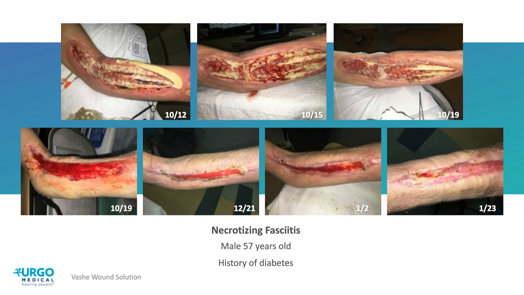wound. The patient had the negative pressure wound therapy for about 2 months, and then we transitioned him over to VASH wound cleanser with the use of Draw-Tex lightly moistened with VASH, followed by a secondary dressing. And he actually did quite well for that. This gentleman had a history of diabetes.